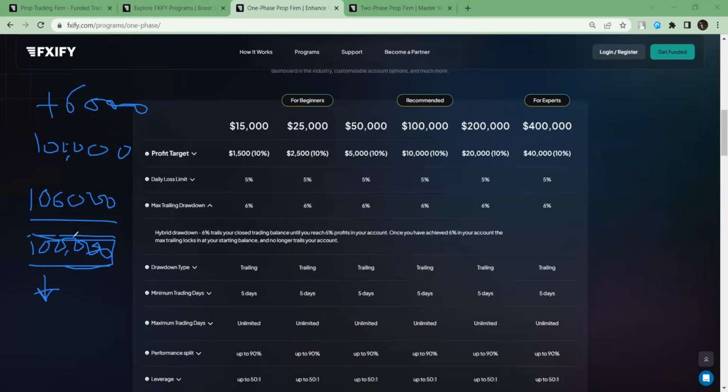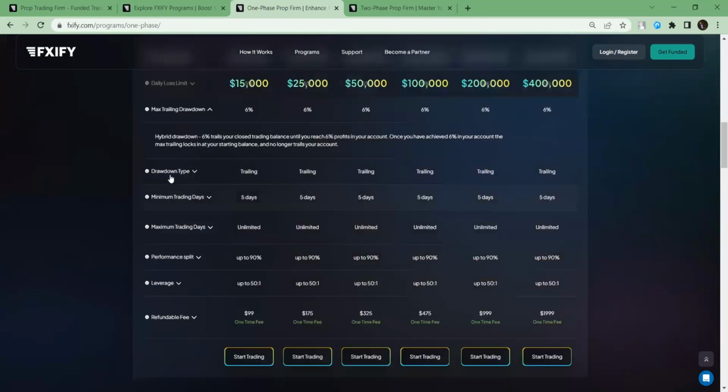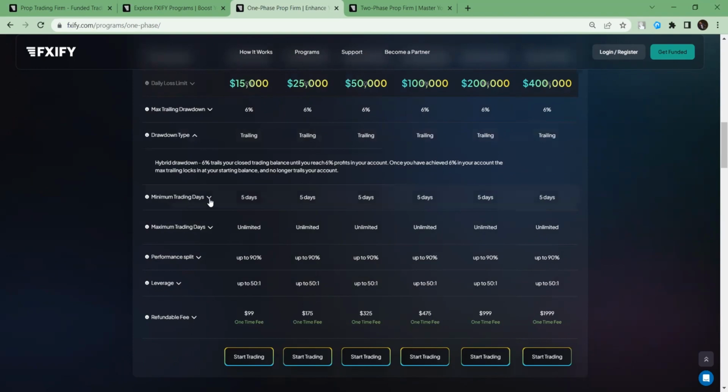This is what it means when they say maximum drawdown or trailing stop whatsoever. And this is the difference between the two. I'll also explain the other side so that you can understand and choose which one you would like to pick. So let's now continue going down, and the drawdown is trailing, as you can see.